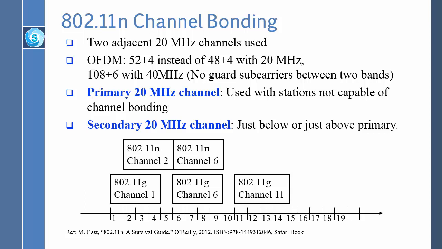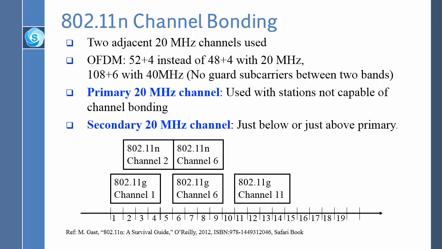But even though you are using 40, you will have to declare one channel as primary. Because some stations cannot do this bonding. So the transmitter, let's say, can do bonding, but the receiver cannot. Then you have to speak on one channel. Right? So everybody will tell what they can speak, and then if you happen to find a station which does bonding and you are bonding, then you can use 40 megahertz.